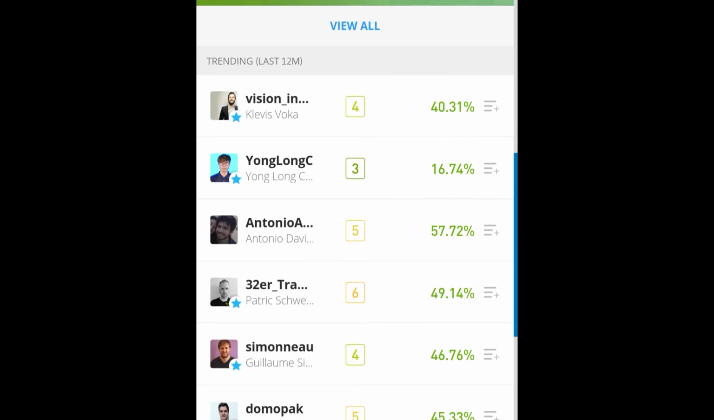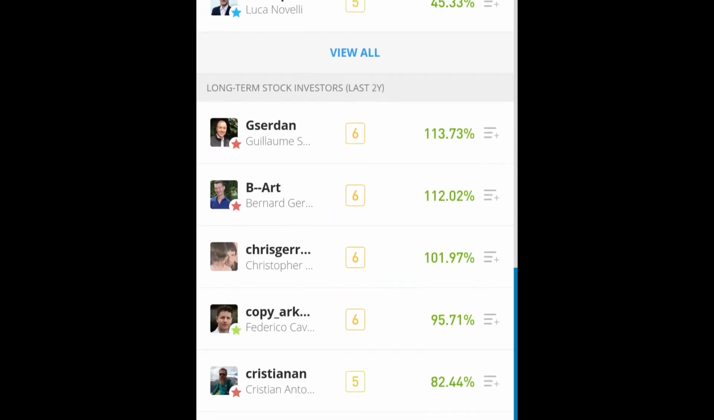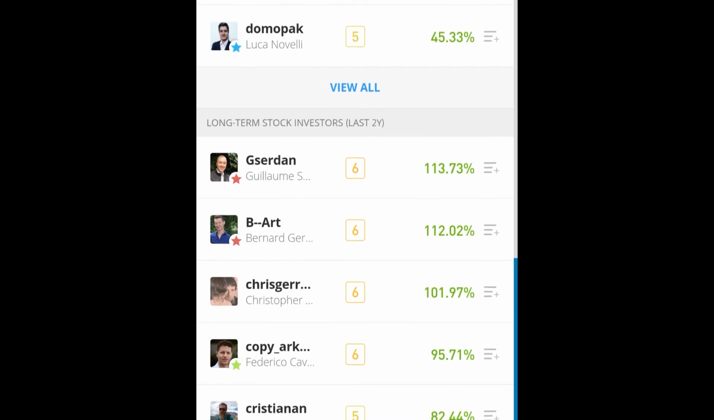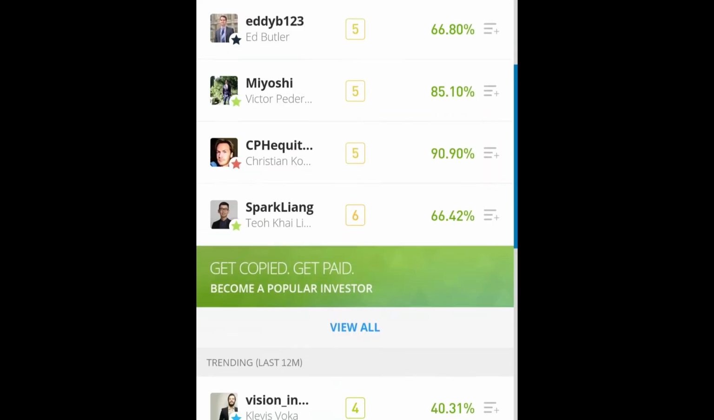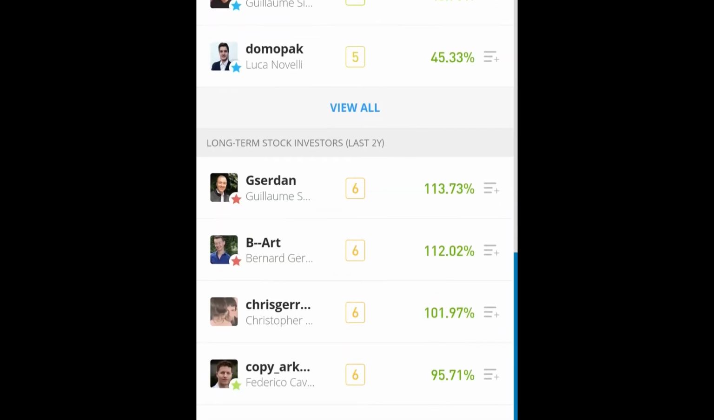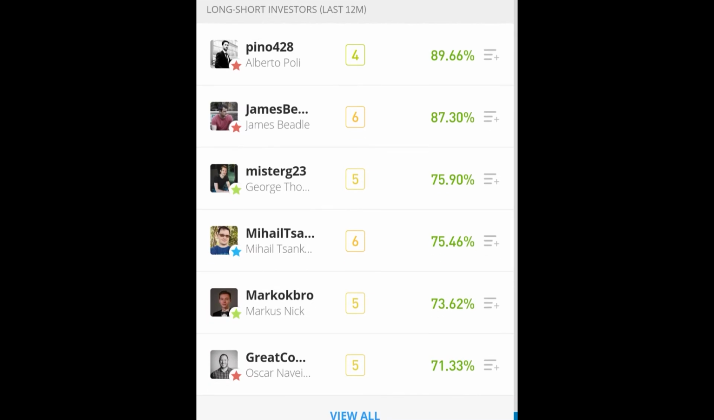The growths are pretty high when it's long term, and I think that makes sense. And the risk scores are usually high. I don't know, it's probably because I'm sorting them based on the return, and higher return means higher risk, so this makes sense. Scrolling down, you see other types of investors, long short investors as well. Pretty interesting.